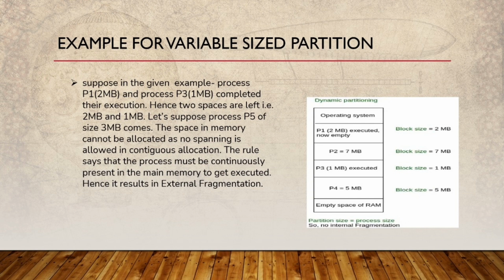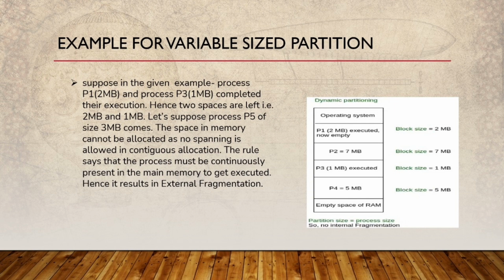Let's go further on it. Suppose in the given example, process P1 of 2 MB and process P3 of 1 MB complete their execution. Hence, two spaces are left, that is 2 MB and 1 MB. Let's suppose process 5 of 3 MB comes. The space in memory cannot be allocated as no spanning is allowed in contiguous memory allocation.